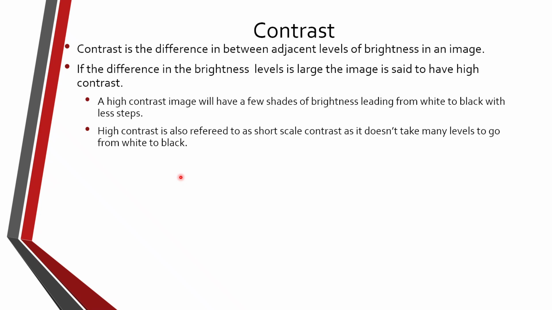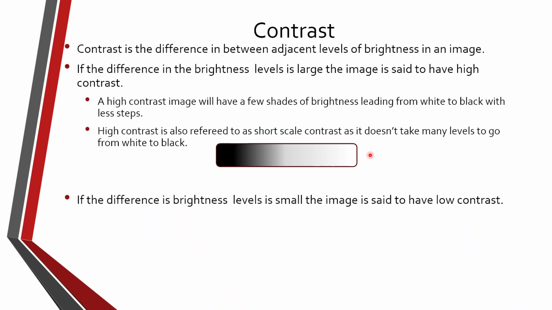High contrast is also referred to as short scale, as it doesn't take many levels. It doesn't take many steps when there are large differences in the brightness levels of every step. It doesn't take many to go all the way from the white to the black. And it can be represented here. So we have white, we have some grays in here, and then we have different blacks. They all look black to us, but there are different levels of black in here, just like the white. So this could be called short scale, which is high contrast.